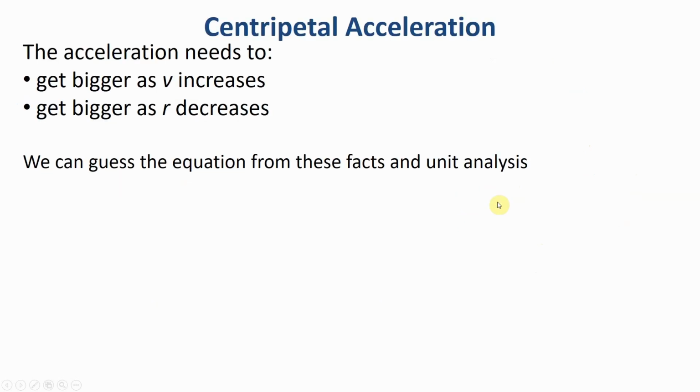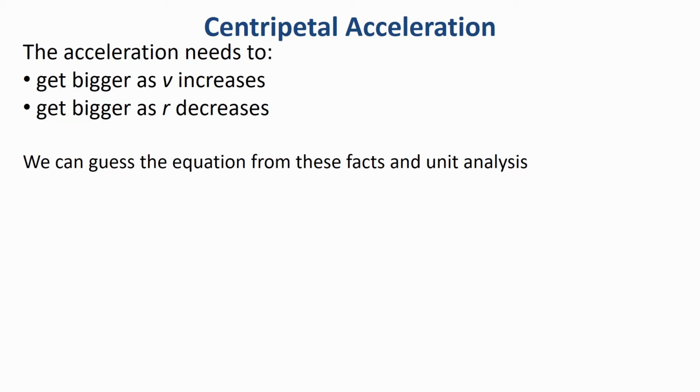So how big is centripetal acceleration? Well, I can think about this. To go faster, my acceleration needs to get bigger as v increases. It also needs to get bigger as r decreases, right? I want to turn in a tighter circle. I need more centripetal acceleration.